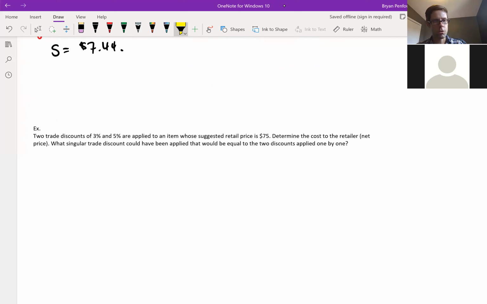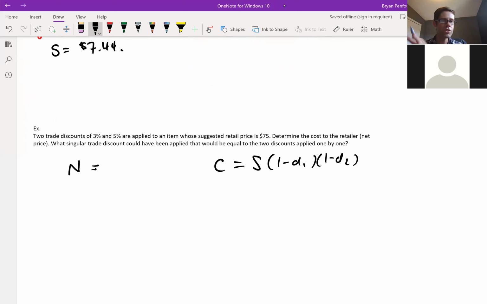Okay, so determine the cost. So we could say, either way we write this, maybe I'll use Alexander's formula today. So the net price, or I would write this as the cost, is equal to the suggested retail price times 1 minus D1, 1 minus D2. I think that is an acceptable formulation for this. This is also an acceptable formulation.